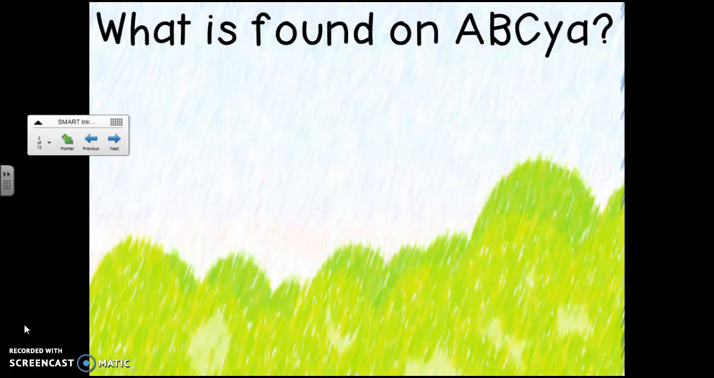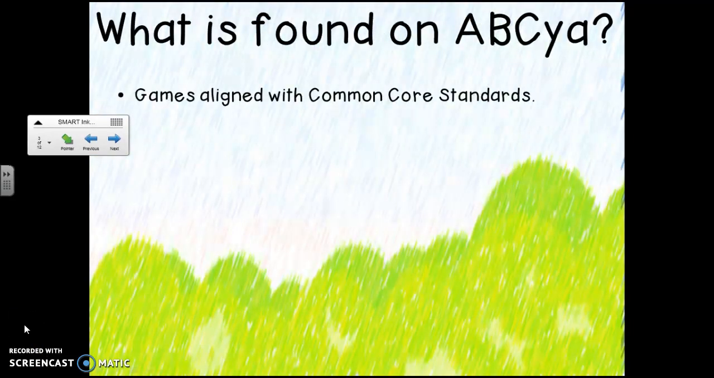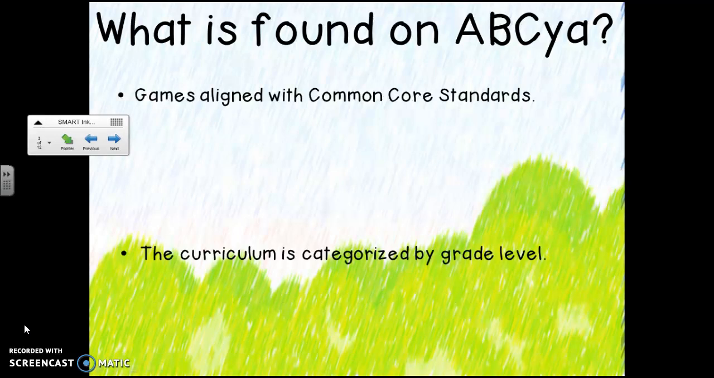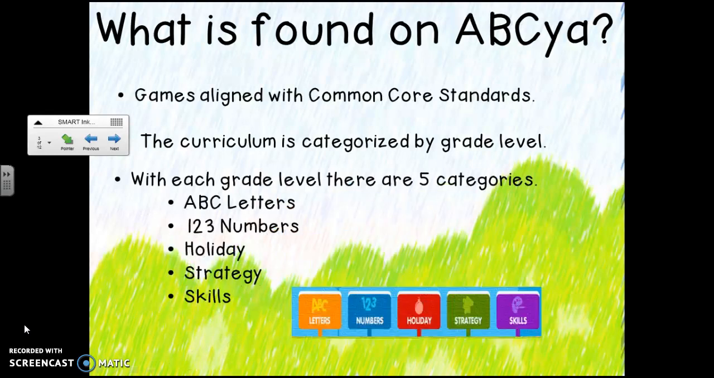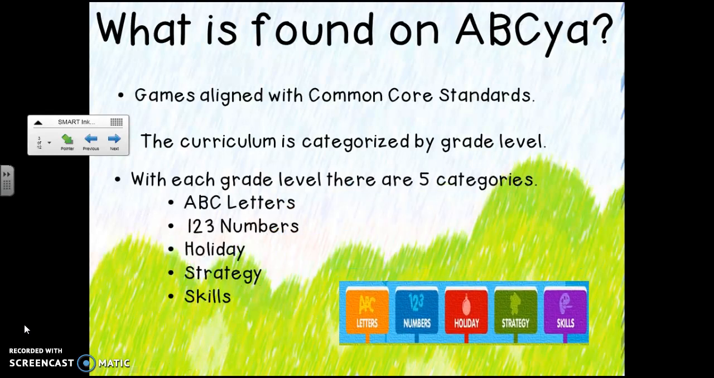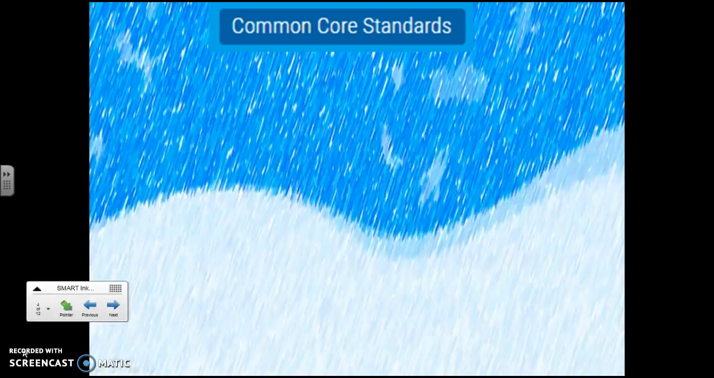What is found on ABCya? Games are aligned with Common Core standards. The curriculum is categorized by grade level. With each grade level, there are 5 categories: ABC letters, 1, 2, 3 numbers, holiday, strategy, and skill. The navigation features of the website are simple and straightforward. Each of the grade level categories are broken down by content categories.